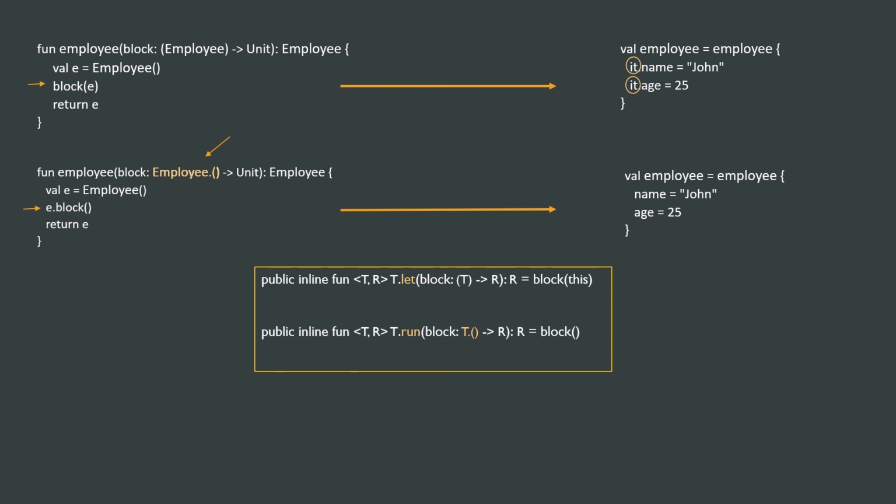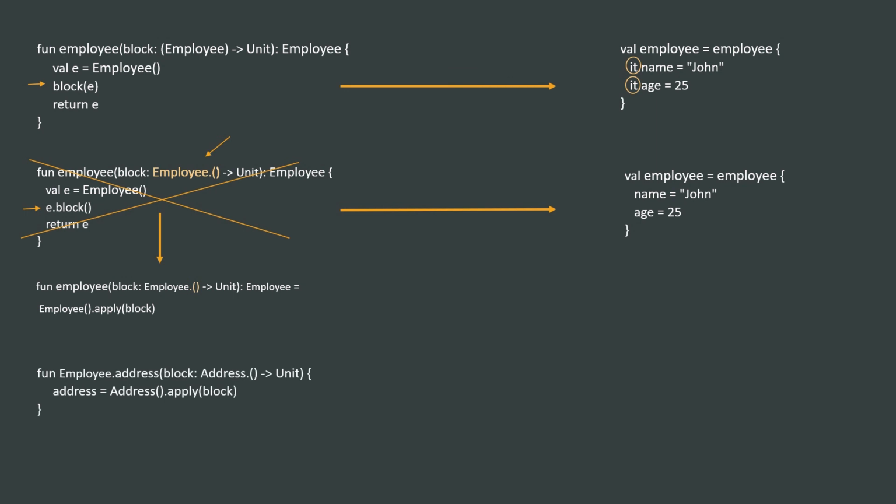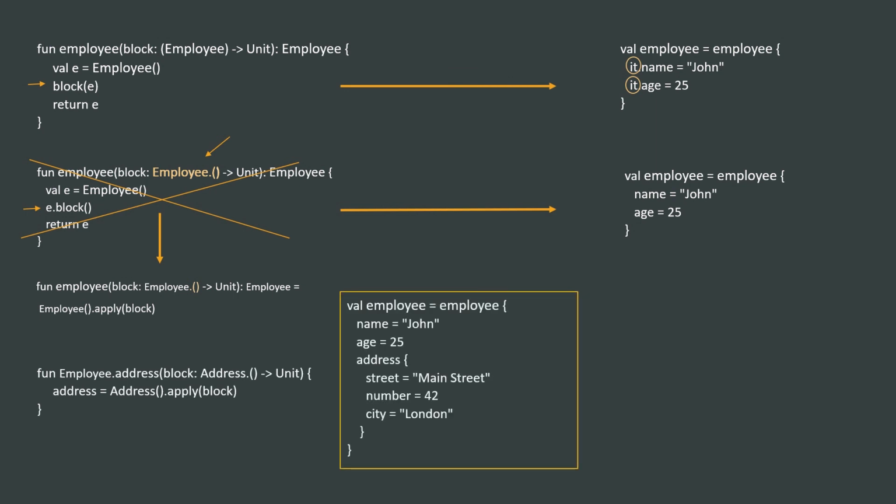If you check the definition of let and run, you see the difference is the same. If you remember, in let we have an it inside the block, but in run we don't. We can rewrite the function using the apply function. It's a little better. For adding address data, we can do the same, but in extension form. And now we can write this DSL without any compile error.